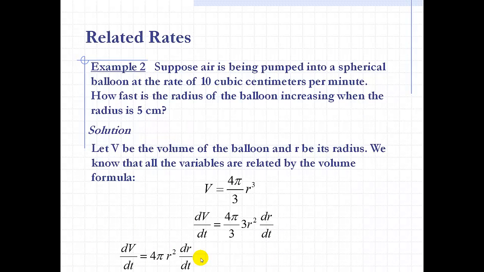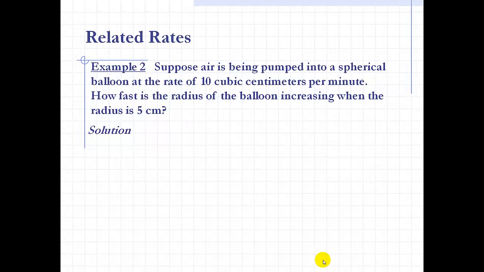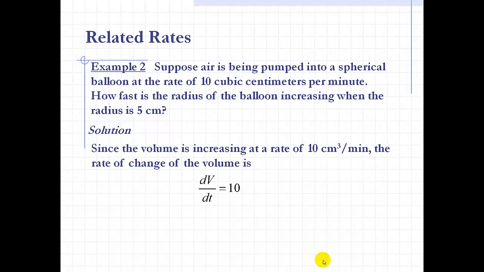But what we're interested in doing is solving for dr/dt, because it's dr/dt, the rate of change of the radius, that we're trying to find. So let's divide both sides by 4 pi r squared to get dr/dt by itself, and that becomes an easier way to solve this for dr/dt. Now, and only now, we can start putting numbers in.